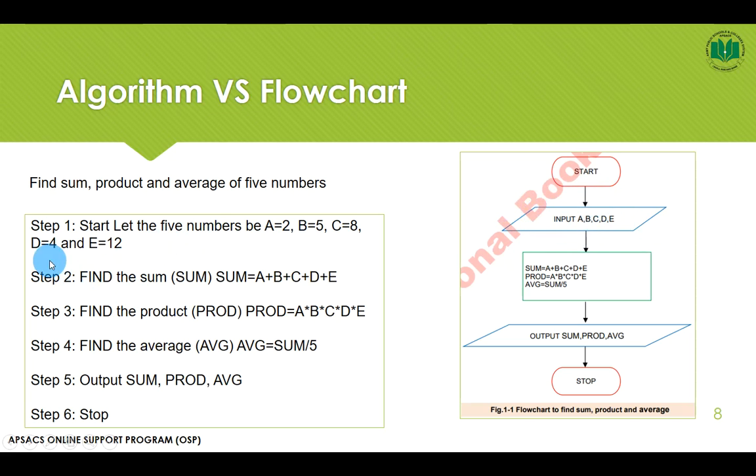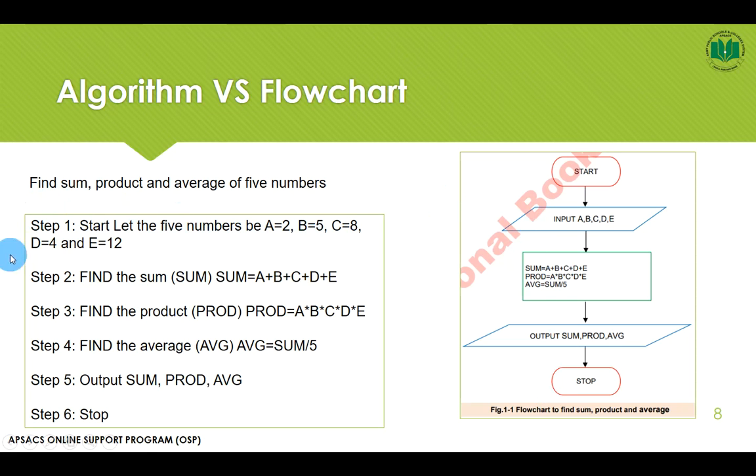Then we have to process in steps 2, 3, 4: find the sum, find the product, find the average. The flowchart also has processing. Then we have to output. The flowchart also has an output. Then we have to stop. The flowchart will also have a stop. So the flowchart and the algorithm are both the solution of a problem. There is nothing different between them, only the shapes.